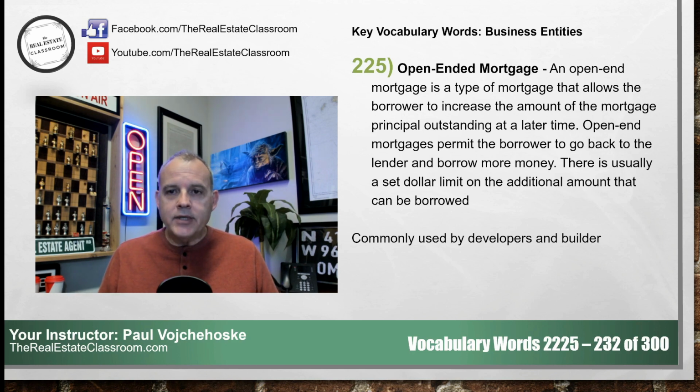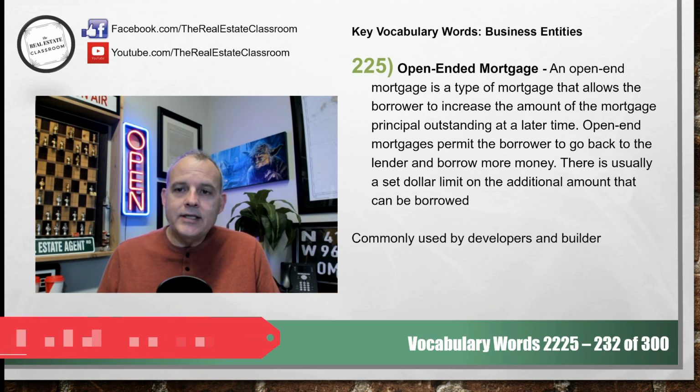Okay, so I'm continuing the series on key vocabulary words. Today we're going to do 225 to 232 of 300, all revolving around the different types of mortgages. So the first one I want to talk about is 225, which is an open-ended mortgage.